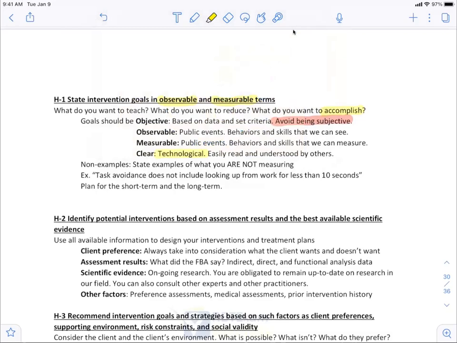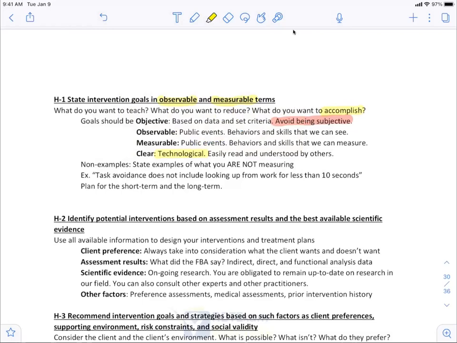Good goals, right? Non-examples. State examples of what you're not measuring. If it's a complex goal, you want to include what we are not measuring. For example, task avoidance does not include looking up from work for less than 10 seconds. This is not what we're looking at, all right? So why would we use that example? Well, if we have a client who does their work but tends to daydream a little bit, and we don't want to punish them for that, we might let them look up for 10, 15, 20 seconds. The only way your RBT will know that is if you provide non-examples.